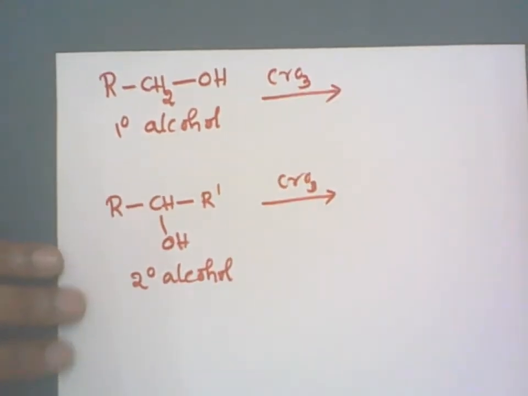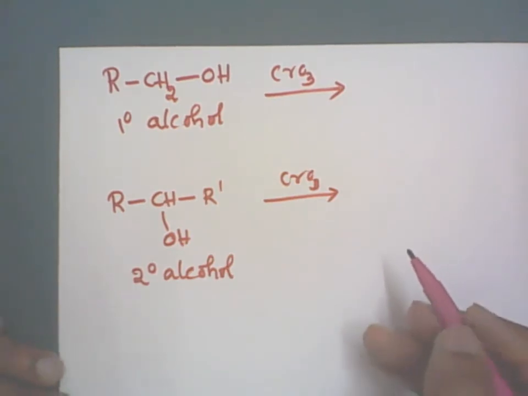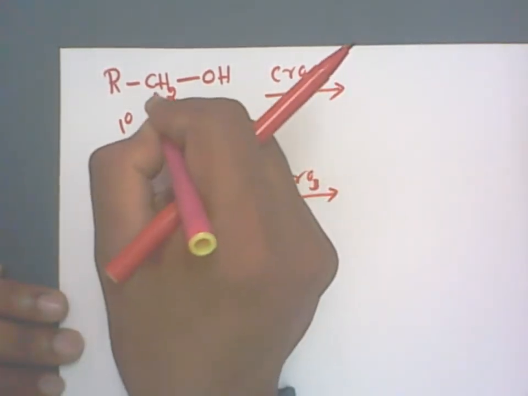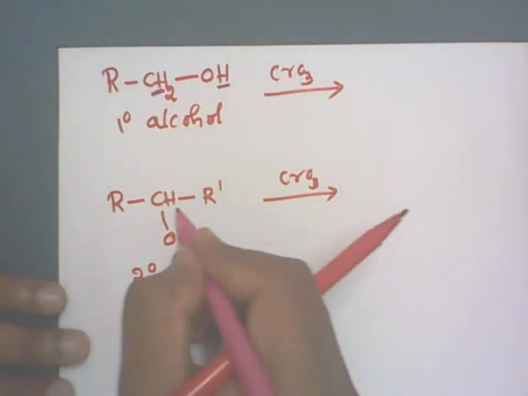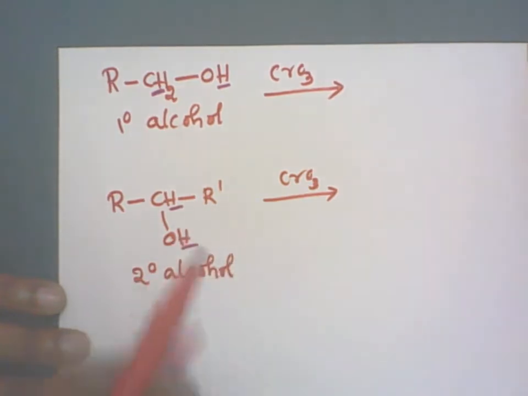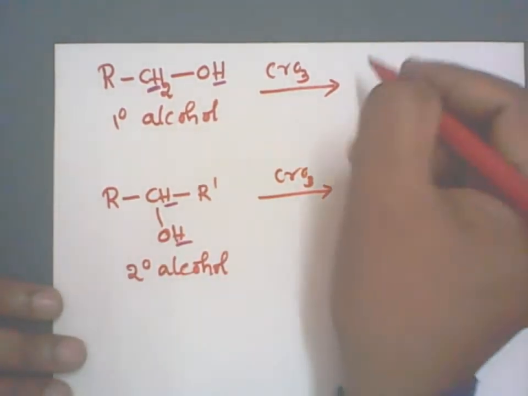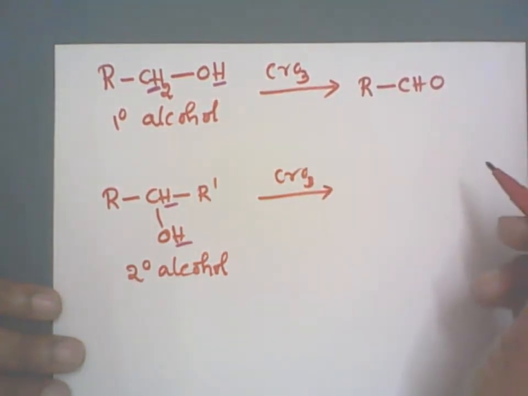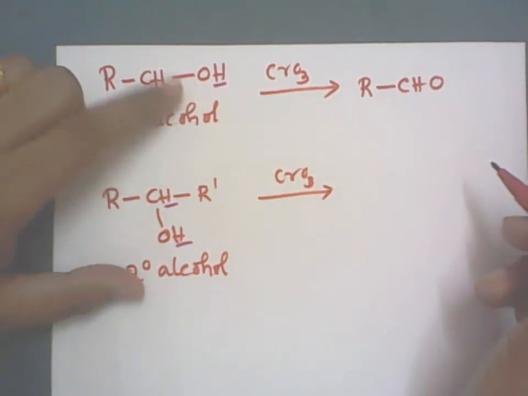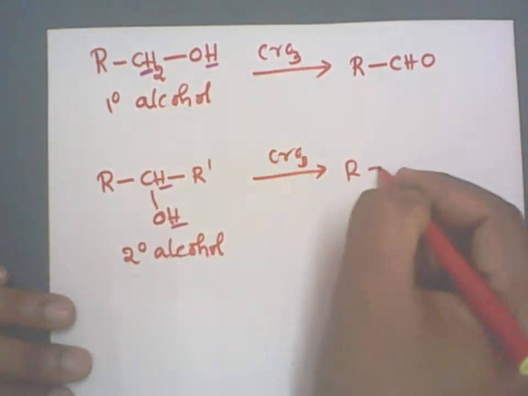What do you mean by oxidation? Oxidation means removal of hydrogen atoms or addition of oxygen. Here, removal of hydrogen takes place. See, this hydrogen will be removed. This hydrogen and this hydrogen will be removed. Removal of hydrogen takes place to give R, then CHO. And this hydrogen will be lost as a water molecule during the reaction. Right? Now here, remove this one. Hydrogen, R, C.